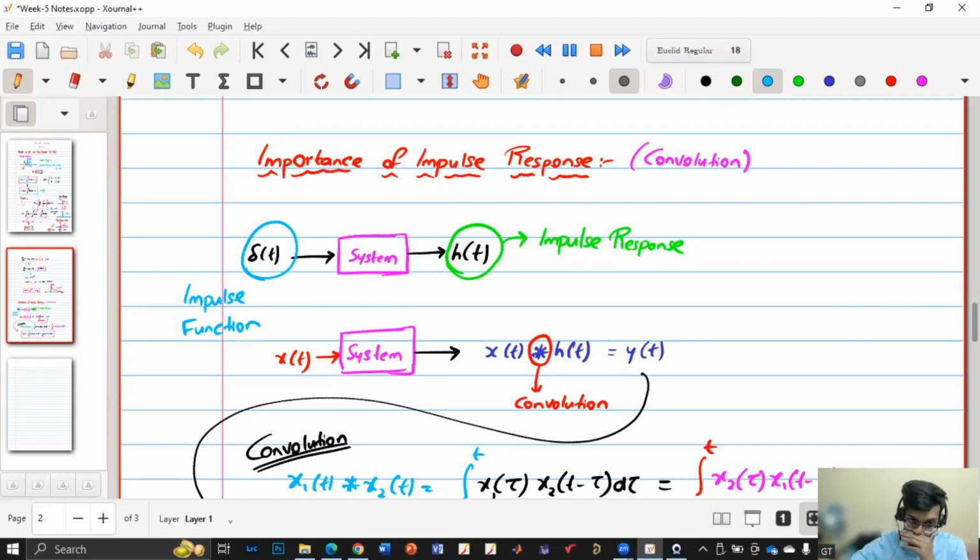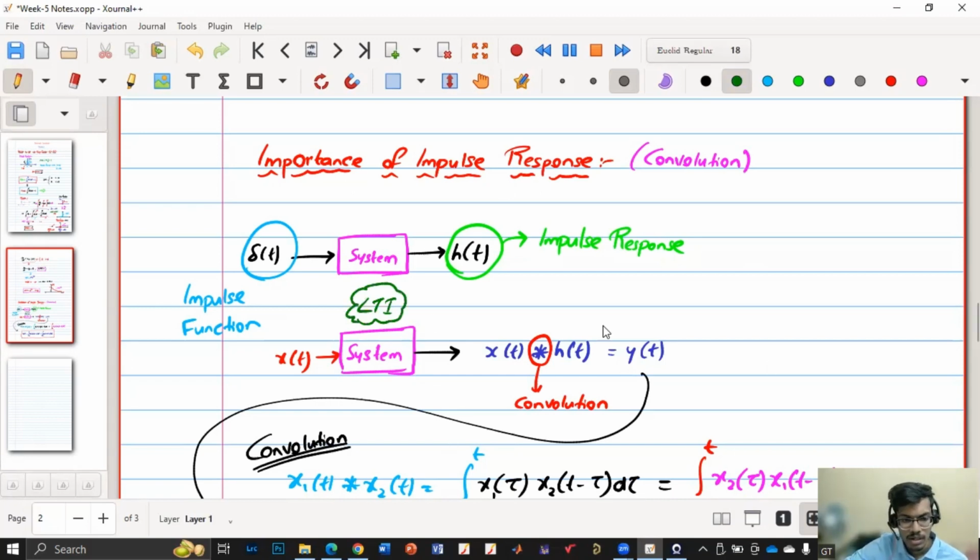Now, if I excite the same system with another input x of t, then output y of t can be written as x of t convolution h of t. This is not star, this is not multiplication, it is called convolution, where h of t is the impulse response. So if I know the impulse response of any system, then I can get the value of y of t using this impulse response as well as x of t. This is for any LTI system, linear time invariant.